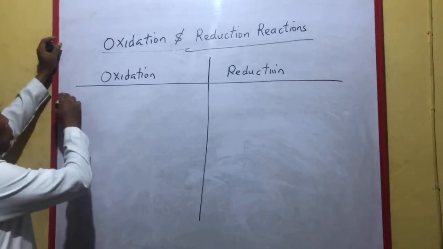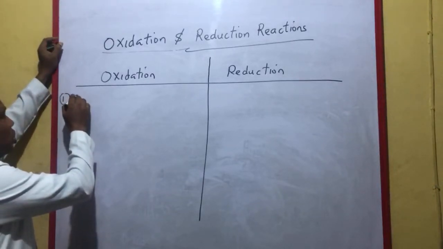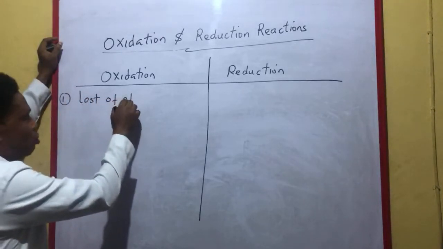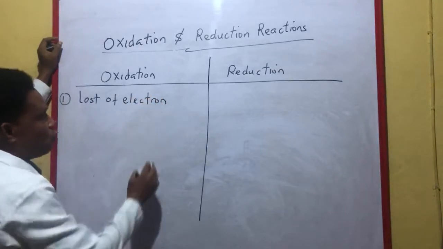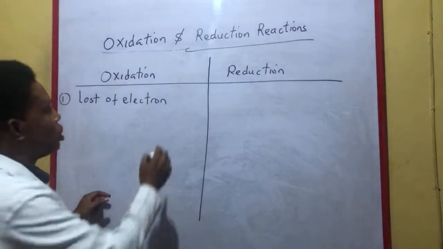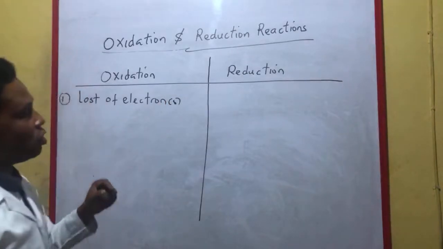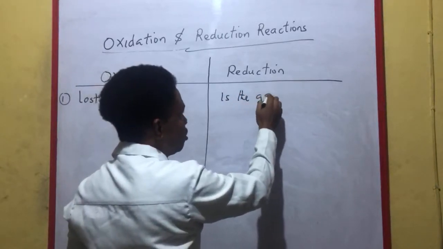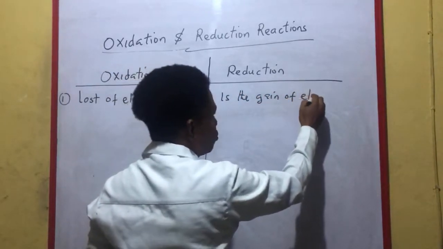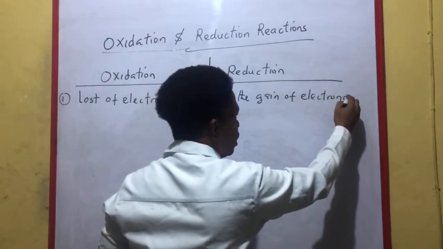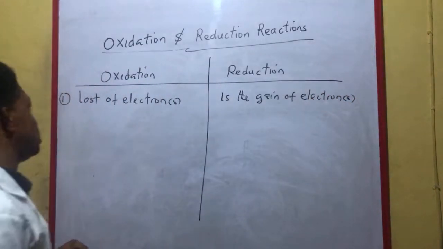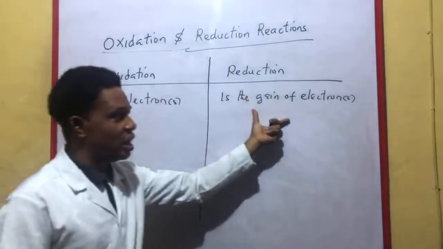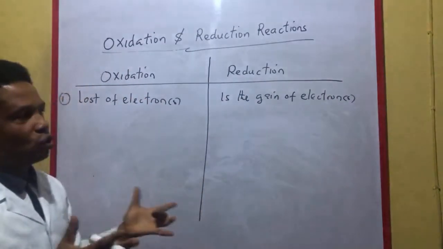Number one, oxidation is the loss of electrons. While reduction is the gain of electrons. Reduction is the gain of electrons. So whatever is lost here is gained here. That is why you always have the two occurring simultaneously.